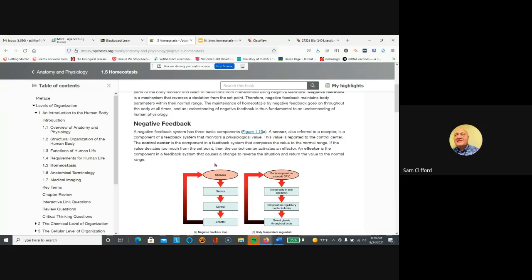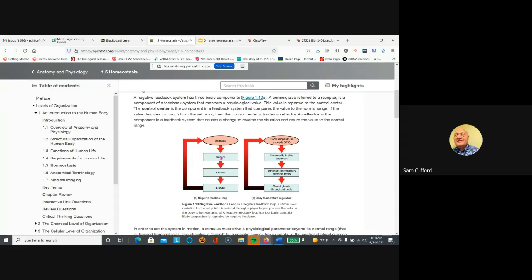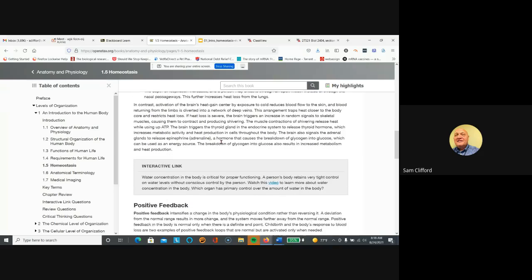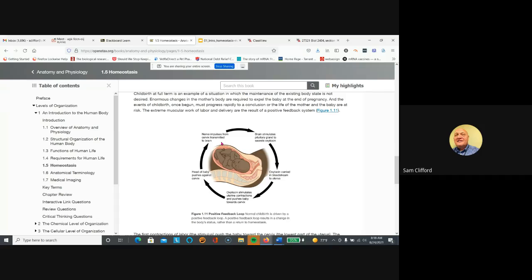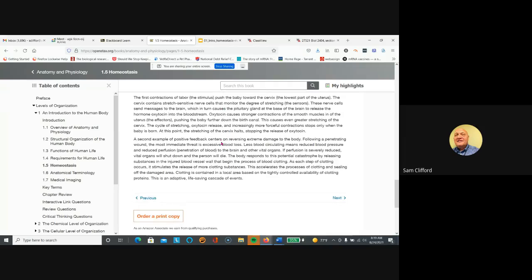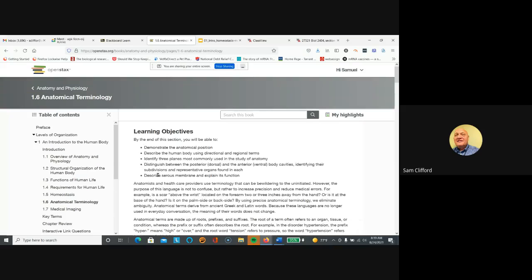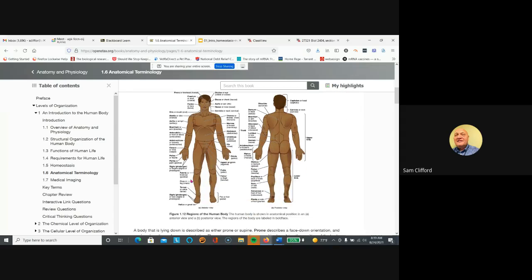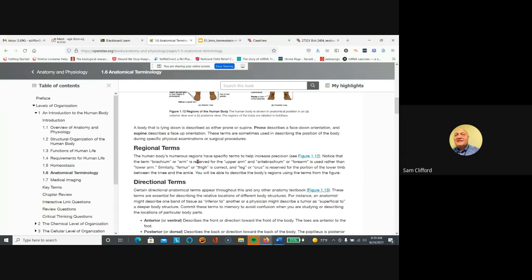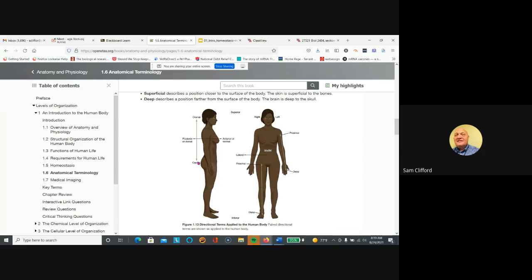It explains negative feedback. So you have a sensor or receptor, control, effector, and as the temperature is reduced, for instance, the stimulus is negated. It also talks about positive feedback, as in birth. There's an example given there. And we get into anatomical terminology that we just went through. It's almost the same exact picture. Regional terms, we did that. Same picture right here.